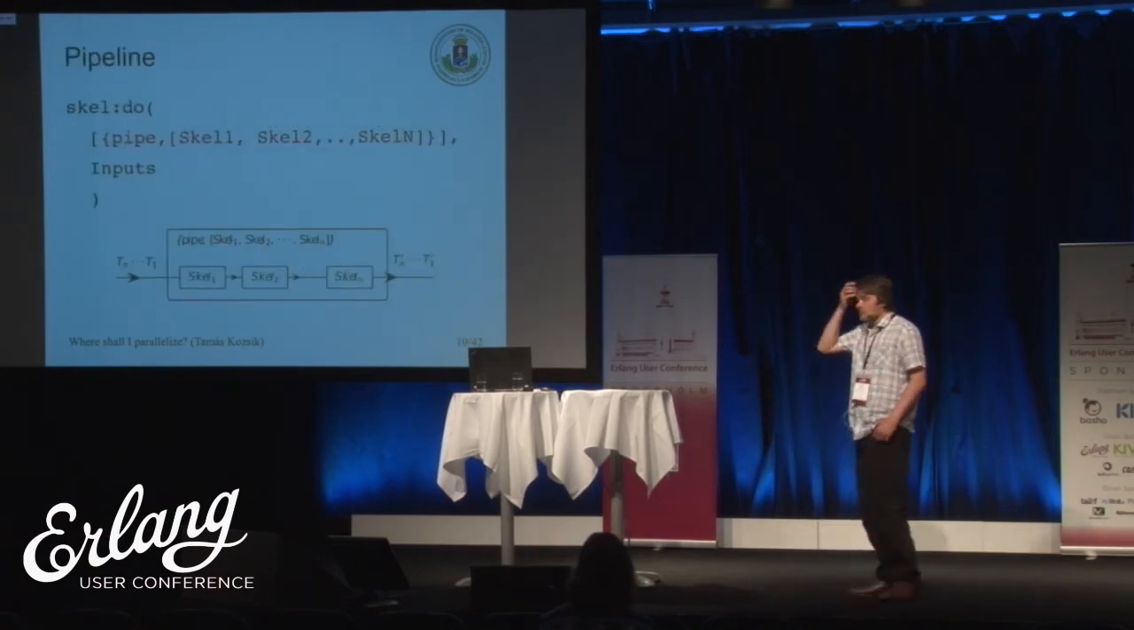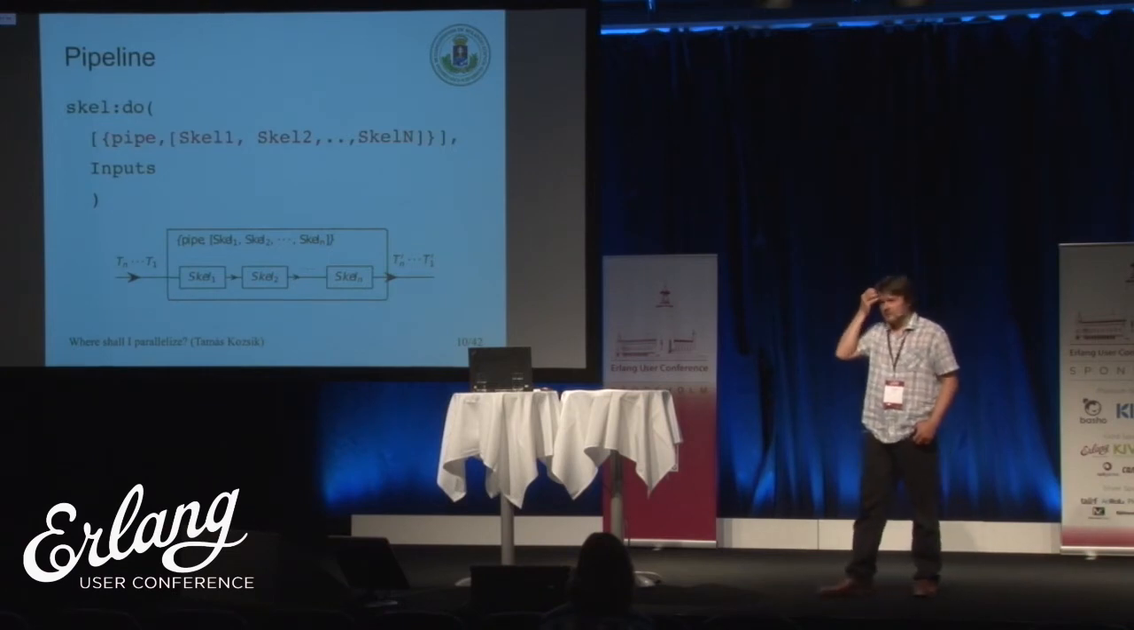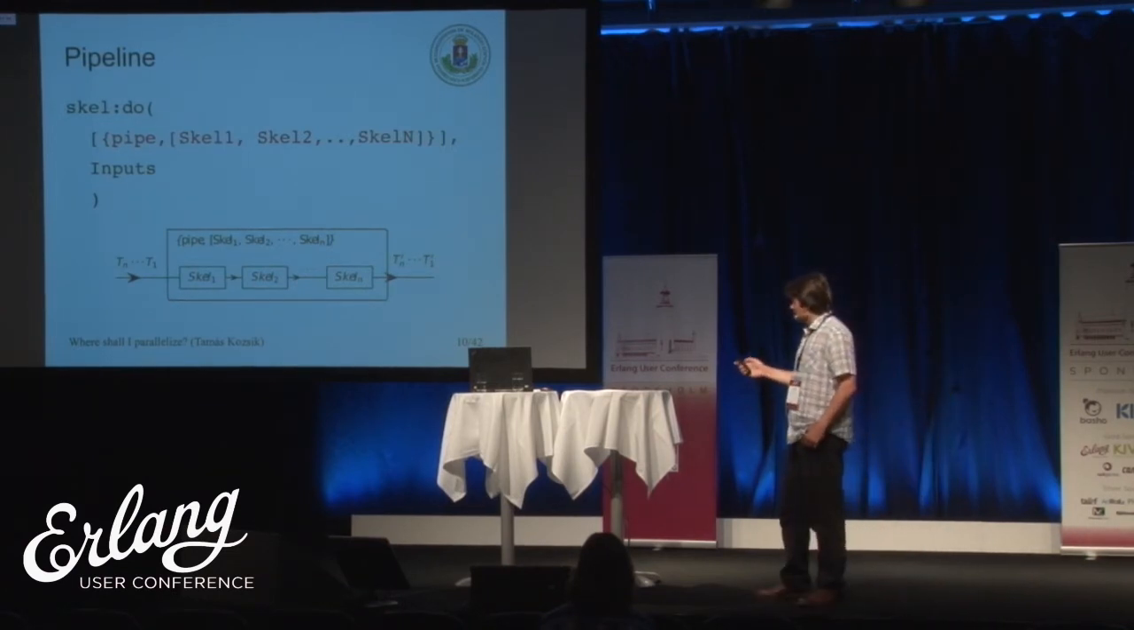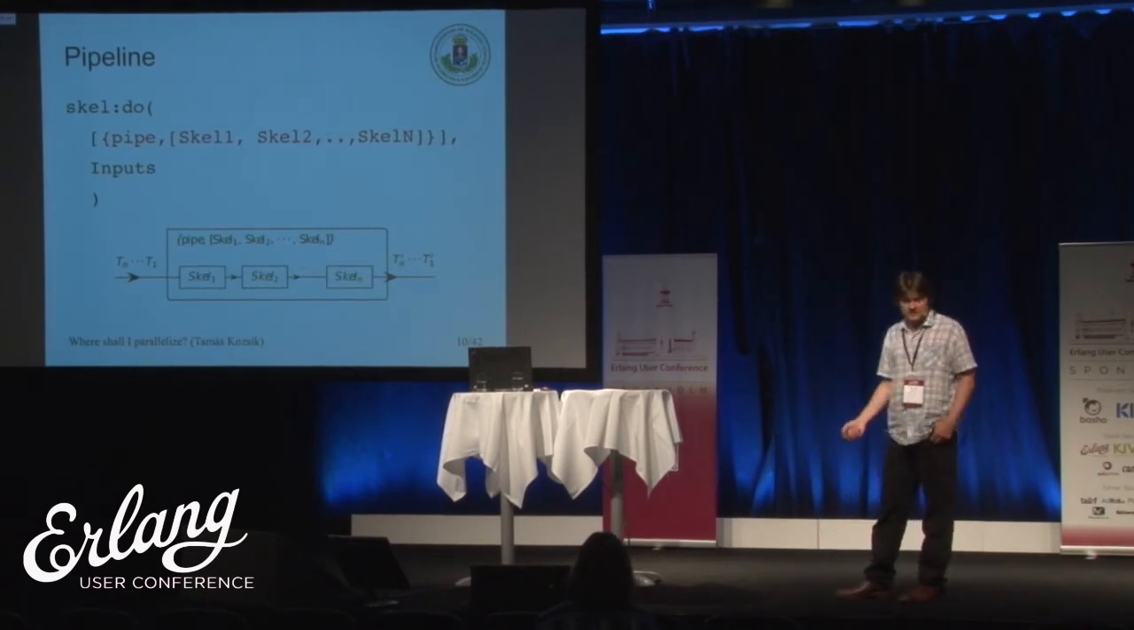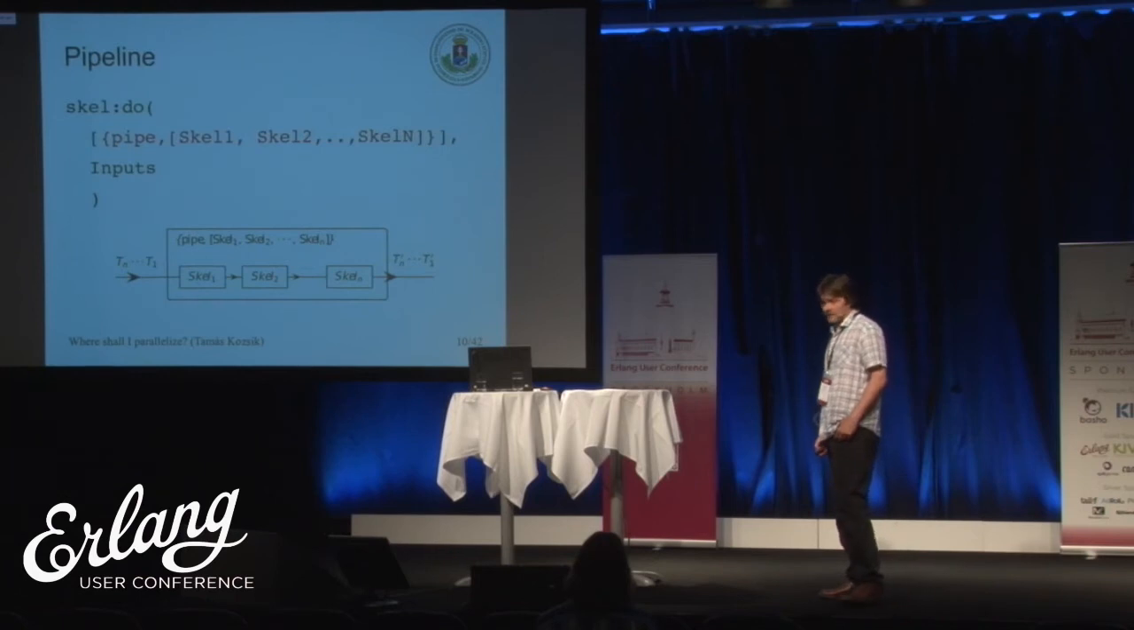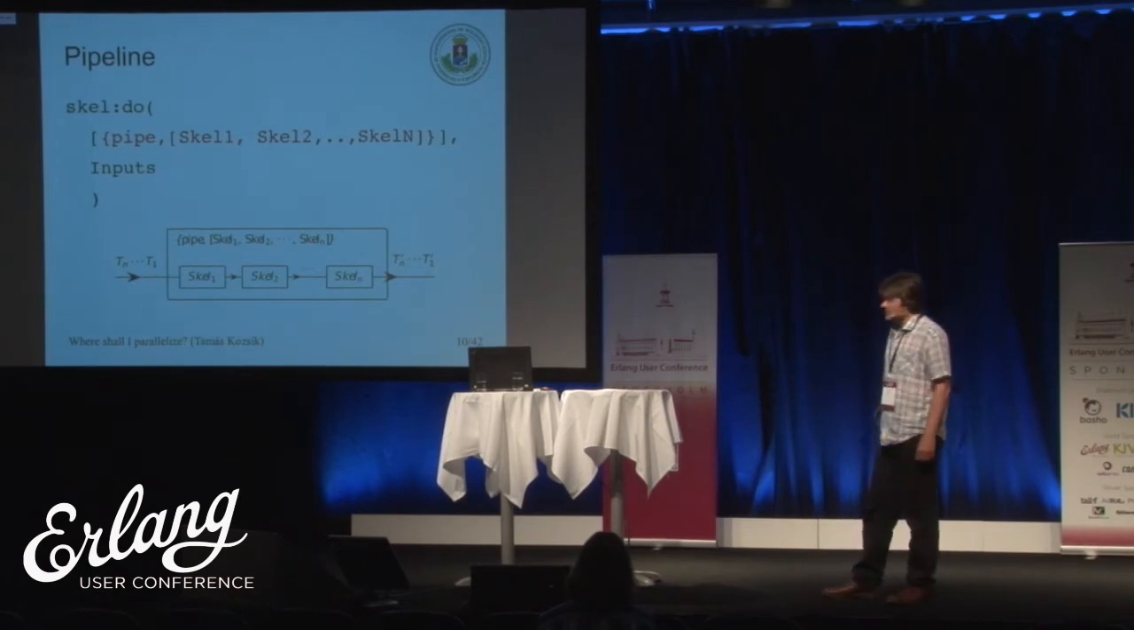So for instance, if you want to have a pipeline in your application, then you should specify something like this. So you say that I have the inputs, and I would like to apply a pipe on these stages. Of course, this should be done only when I have lots of inputs. So the list of the inputs is flowing in the system, and the list of outputs is flowing out of the system.